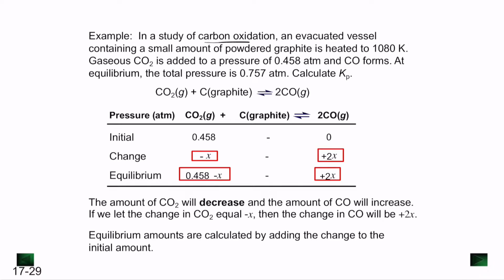In a study of carbon oxidation, an evacuated vessel containing a small amount of powdered graphite is heated to 1080 Kelvin. Gaseous carbon dioxide is added to a pressure of 0.458 atmosphere and carbon monoxide forms. At equilibrium, the total pressure is 0.757 atmosphere. Calculate Kp. So first, let's try to draw the reaction table.